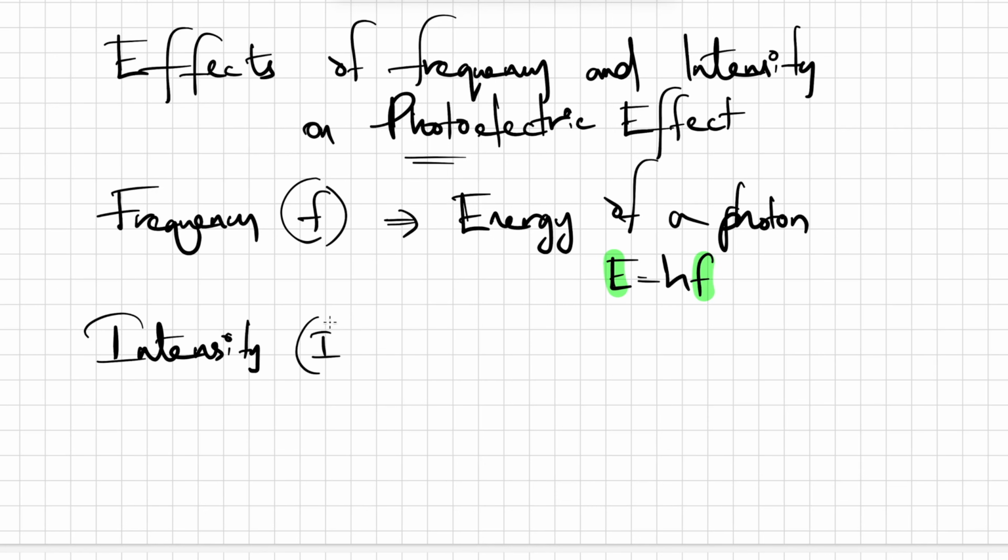Intensity, I, is related to the number of photons emitted in a particular time. Let's say we have an infrared source, an IR source. It emits photons with a particular energy. How do you find the energy of this photon? E equals hf, right? Where f is the frequency of the radiation.